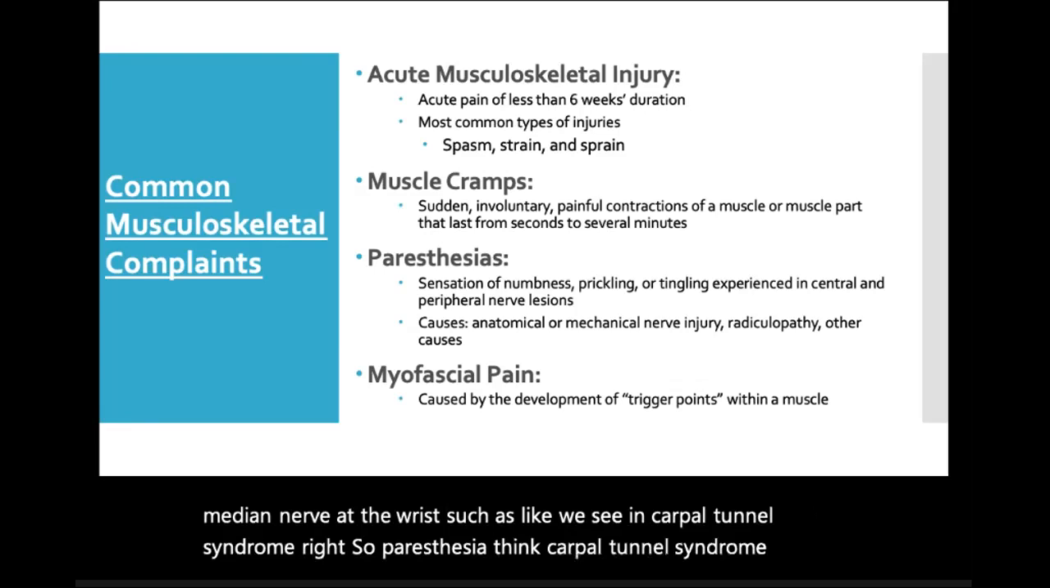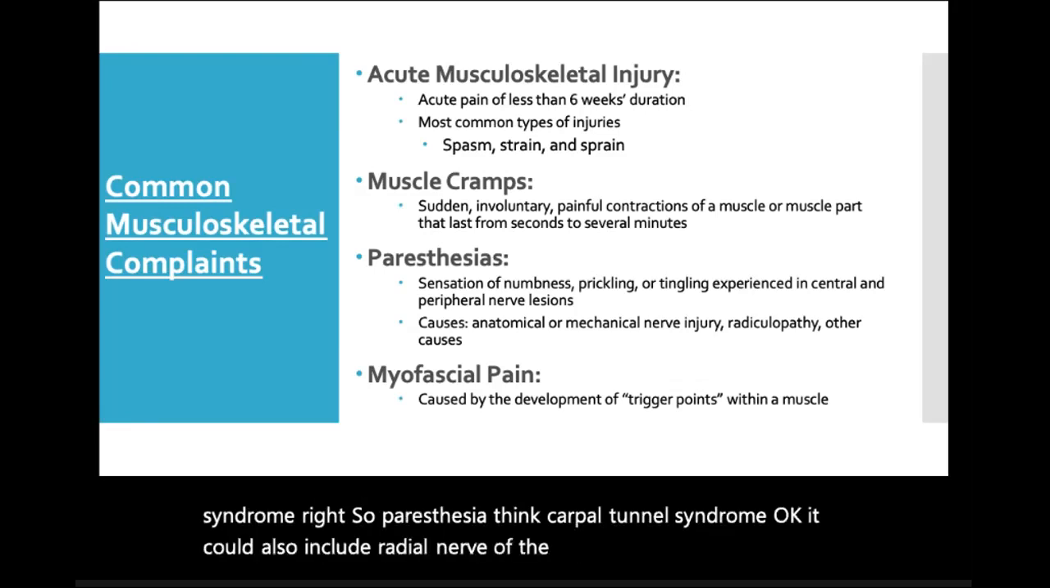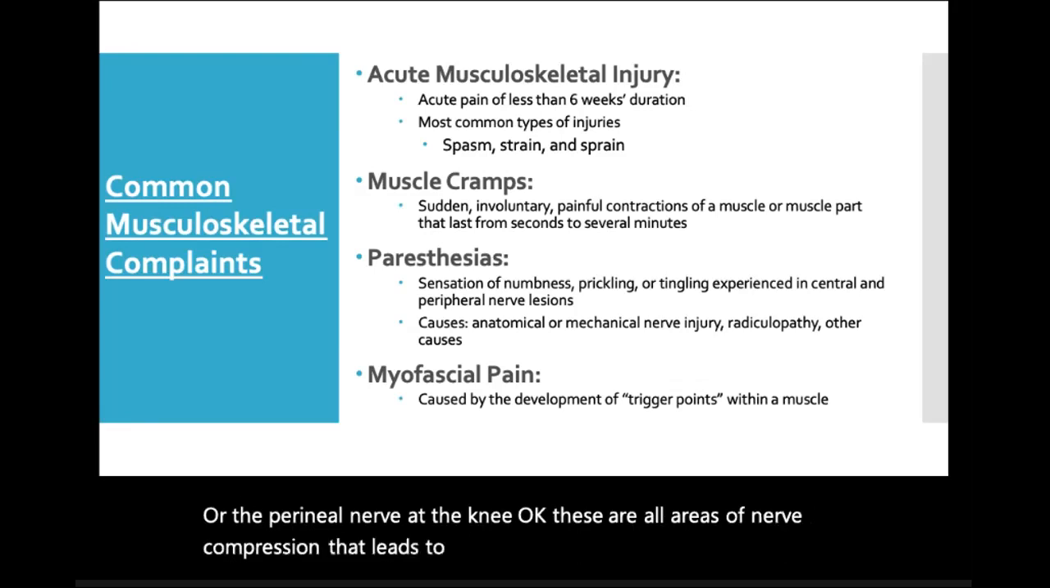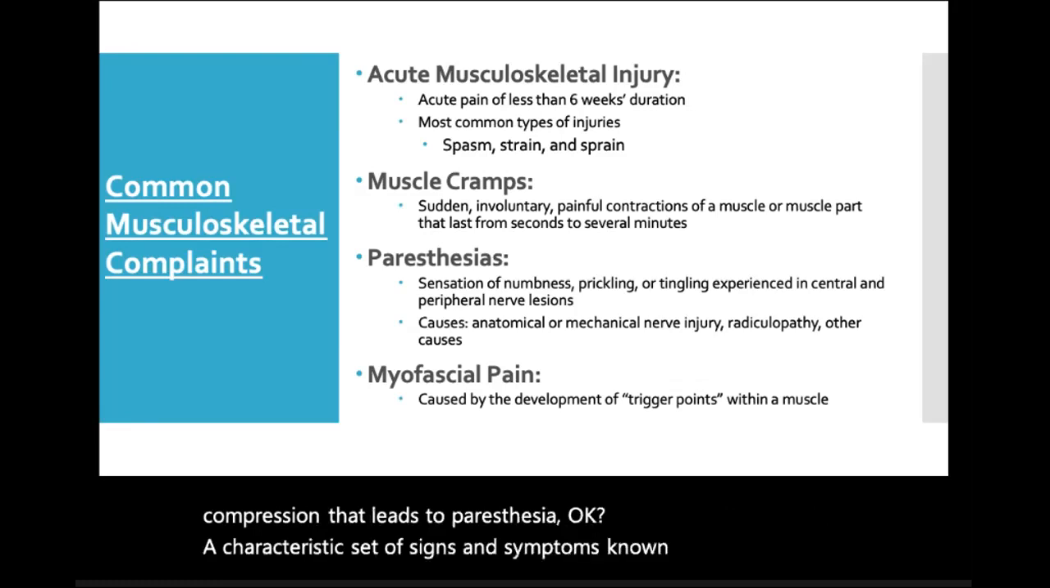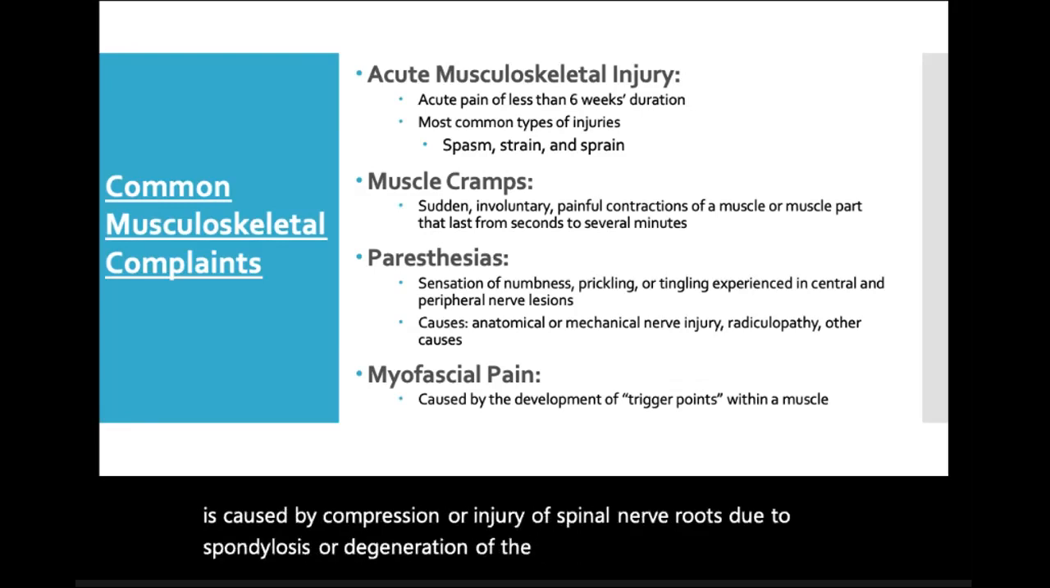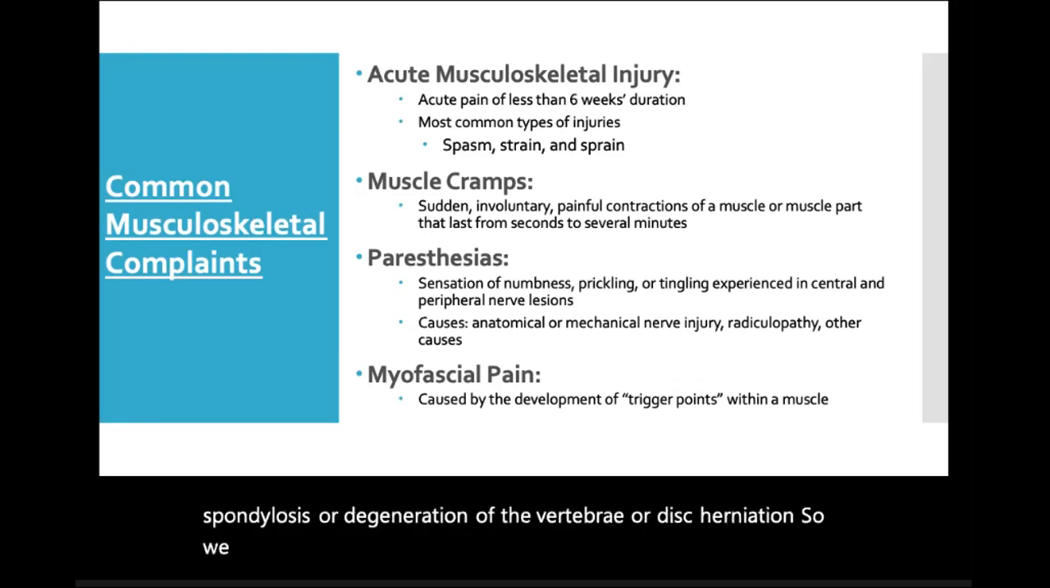It could also include the radial nerve of the forearm, or the ulnar nerve at the elbow, or the peroneal nerve at the knee, okay? These are all areas of nerve compression that lead to paresthesia, okay? A characteristic set of signs and symptoms known as radiculopathy is caused by a compression or injury of spinal nerve roots due to spondylosis or degeneration of the vertebrae, or disc herniation. So we have the disc pressing down on that nerve, and it leads to something called radiculopathy.